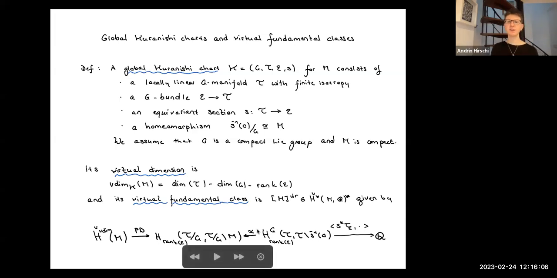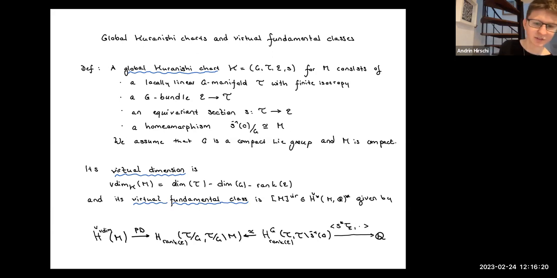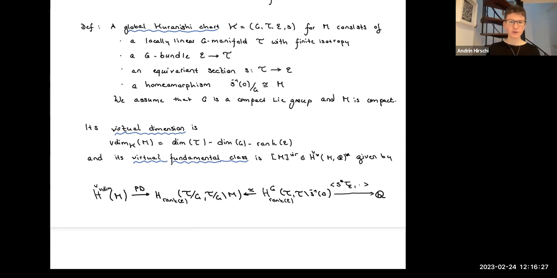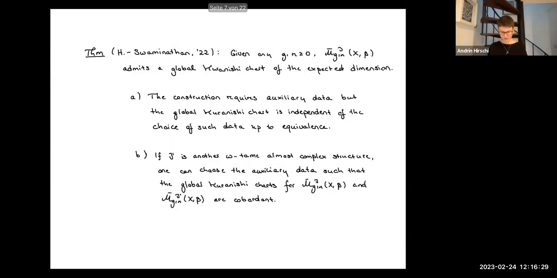In the case where G acts freely, you can of course also use integer coefficients instead of rational coefficients. So this is quite a short definition, in particular of the virtual fundamental class, and it requires very little machinery. So we proved that the moduli space of stable maps to X of arbitrary genus and of arbitrary number of marked points admits such a global Kuranishi chart.